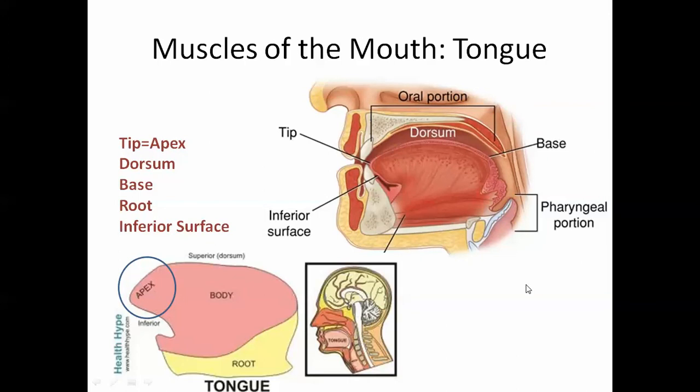All right, now we get to move to muscles of the mouth. So all of those were muscles of the face, and you want to categorize them that way. Okay, muscles of the face. Now we're moving to muscles of the mouth.